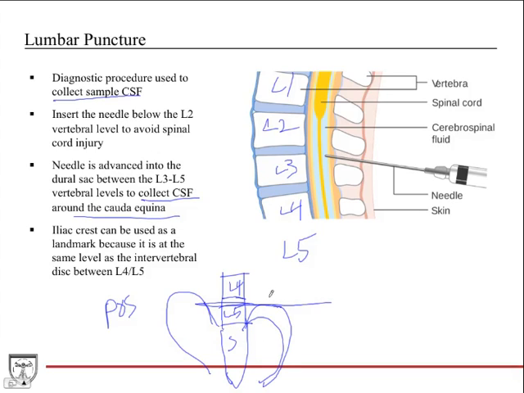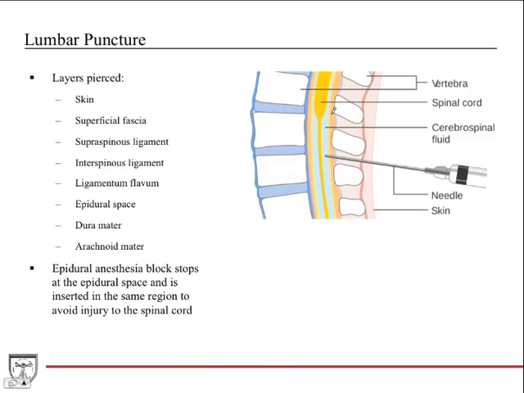So you palpate this on someone, and then you insert the needle just adjacent to it. And then you know you're at the L4, L5 level, which is right around in here. Very safe. Nowhere near the spinal cord.